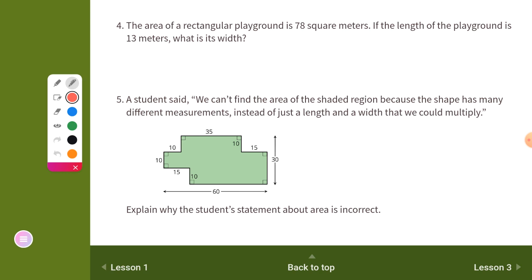What shape are we talking about? A rectangle. Jude, what does it tell me about my rectangle? The length is 13 meters. Okay, it tells me the length of my playground. What else does it tell me, Jalen? The total is 78 meters. The whole area. Okay.